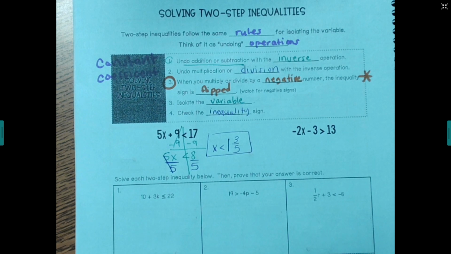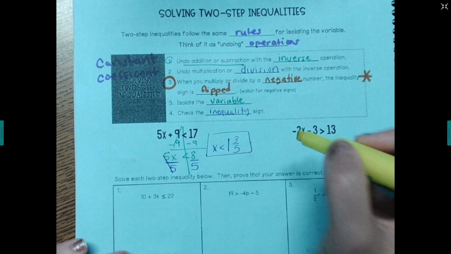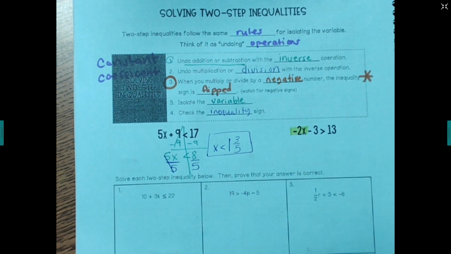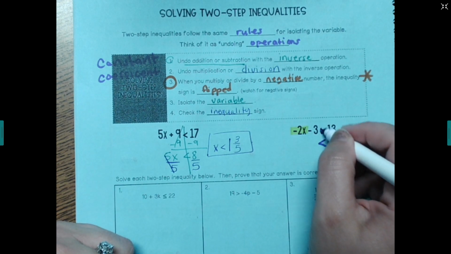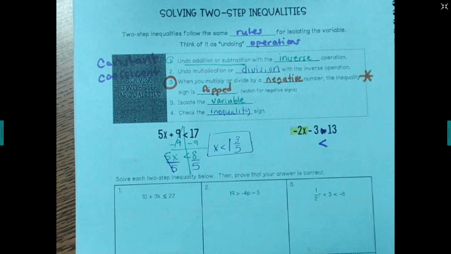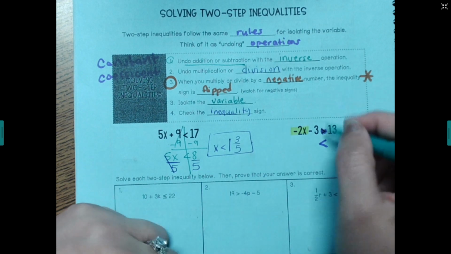Automatically, I notice something. I notice that I have a negative coefficient. Okay. When I have a negative coefficient, what am I supposed to do? Flip. Okay. So before I do any math, I'm flipping this sign. I'm changing it because it was a negative coefficient. Do that first so you don't forget. Okay. Now it's just a regular old algebra problem.